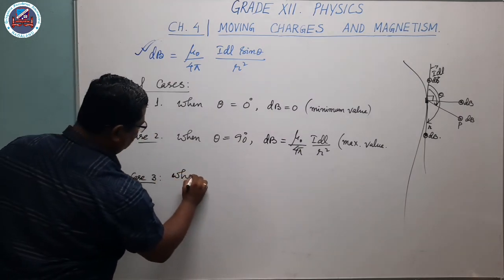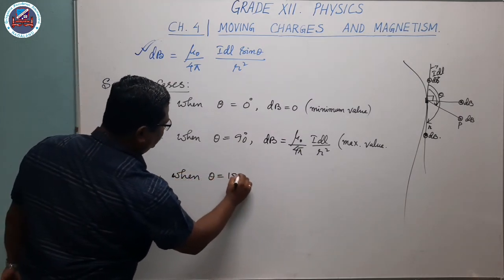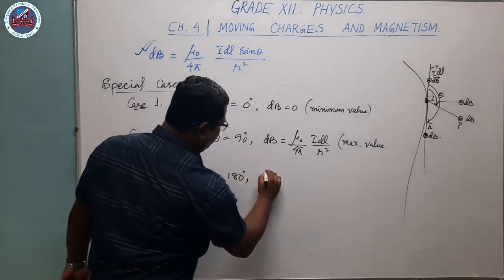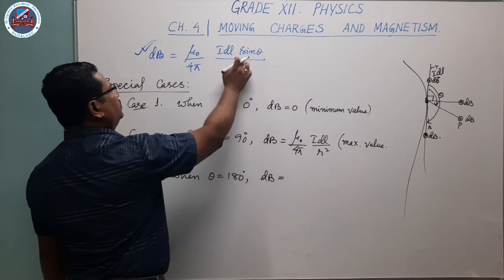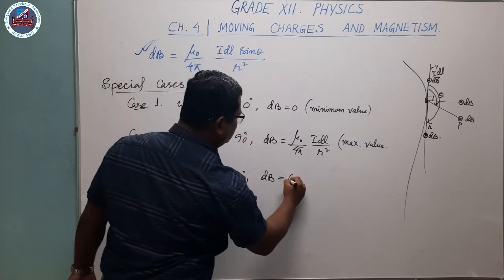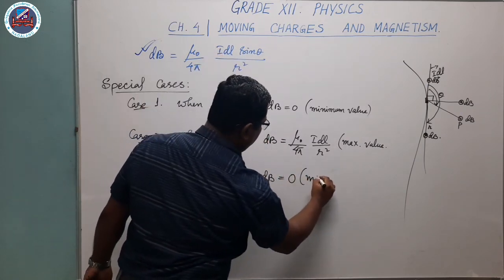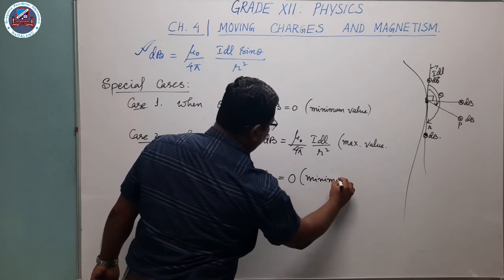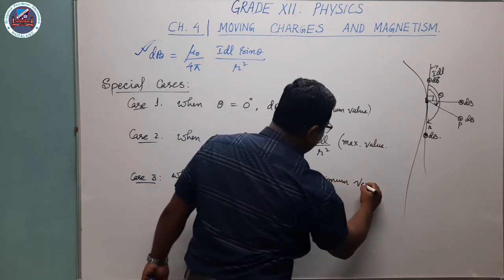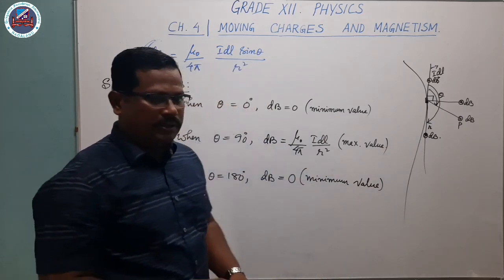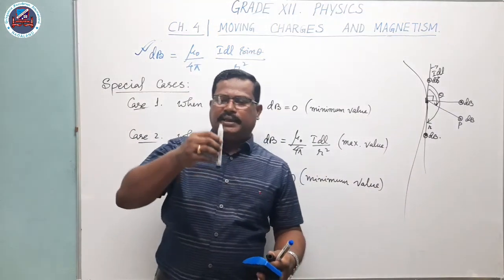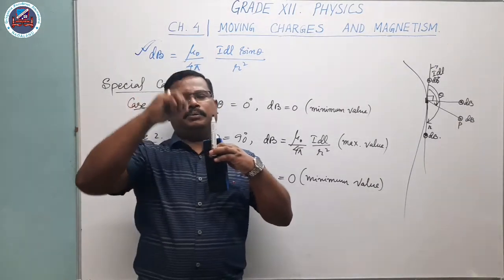When theta is equal to 180 degrees, sine 180 degrees is equal to 0, so everything will become 0. You will get the minimum value. So here what you should know is the angle between I dl and the position vector.